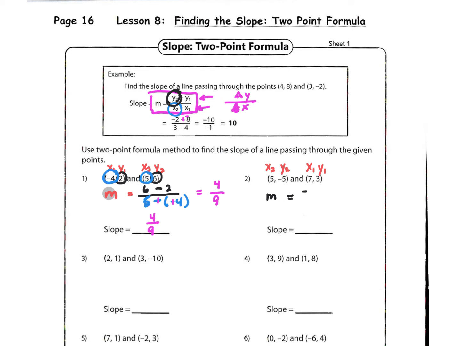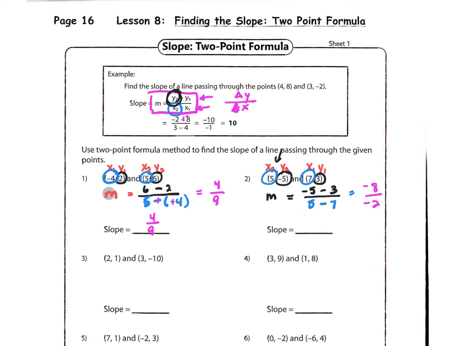So m for slope equals, and we're going to start again with our y2, which would be -5, and then we're going to subtract our y1. Again, I'm only doing this because it stays in order, but you don't have to call the first pair the 2's if it's more confusing to you. Now I'm going to go on to the x's. My x2 in this particular example is 5, and then I'm going to subtract my x1, which is 7.